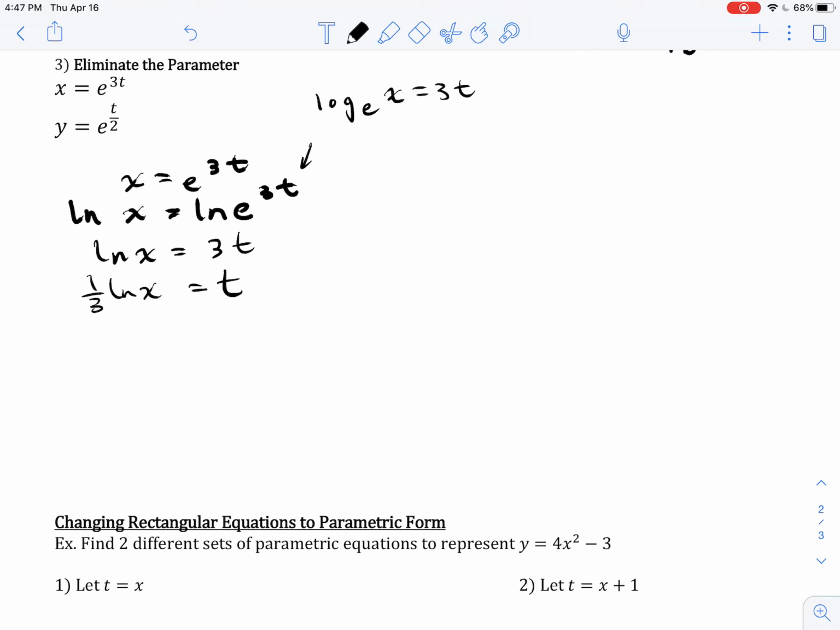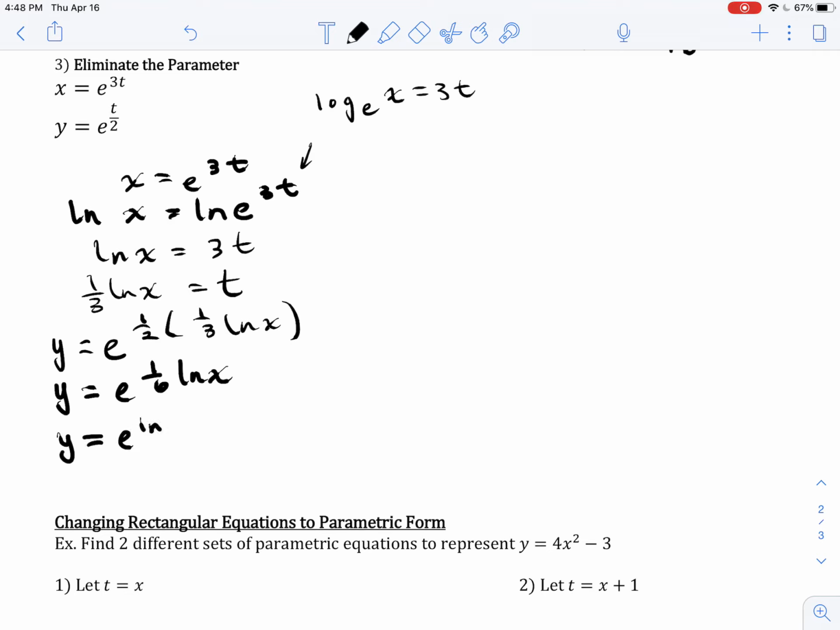Now, once you have t is equal to 1/3 natural log of x, we then want to just substitute t into the other parametric equation. So y is equal to e raised to the 1/2, and then y is equal to e to the 1/6. If I just do some basic algebra here, y is equal to e raised to the ln, and I'm going to use some log properties to basically move this coefficient and raise it to a power, x to the 1/6.